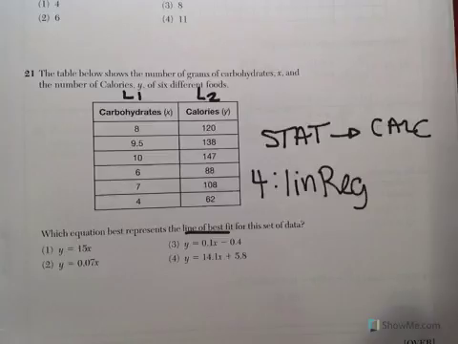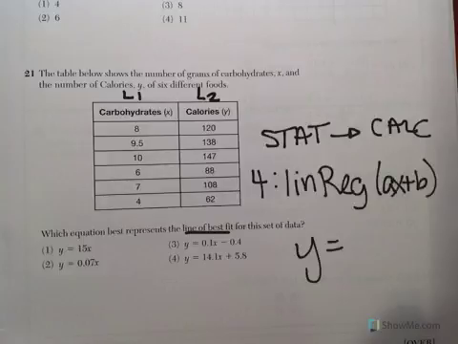Okay, and then you will end up with your A value, because they say that it's in AX plus B form. So your A is really your slope, and it's 14.1 to the nearest 10th. And then they tell you your B value is 5.8 to the nearest 10th. So that would be choice 4. So 21 can all be done on the graphing calculator.